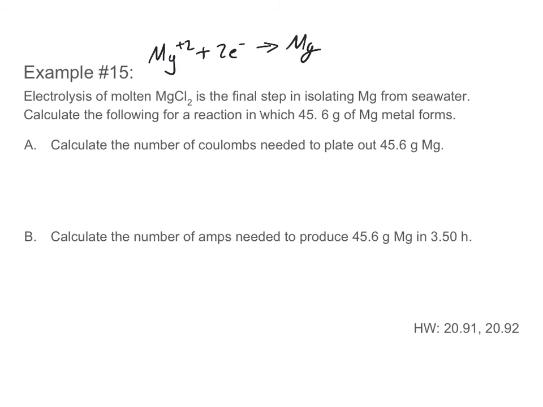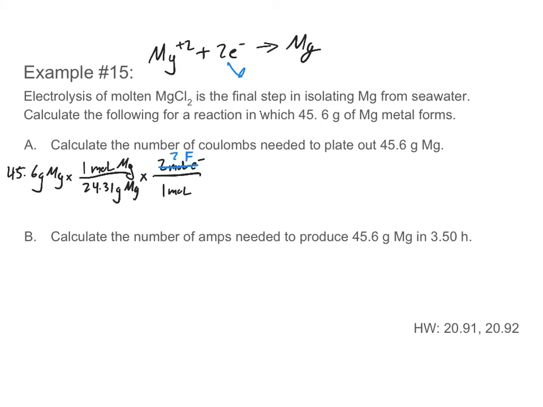Now, I don't have to go back into the textbook and look into Appendix E and look for the cell reduction potential here, because I don't need it for this particular style of question. What I'm going to do is use some sweet stoichiometry: 45.6 grams of magnesium, I'm going to first convert that to moles of magnesium. And then I'm going to realize that in 1 mole of magnesium, I have 2 moles of electrons, which I'm going to rewrite as 2 Faraday. So my 2 moles of electrons equals 2 Faraday, or 2 times Faraday.